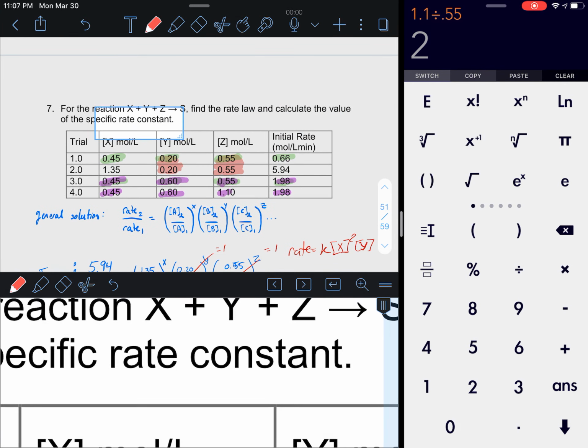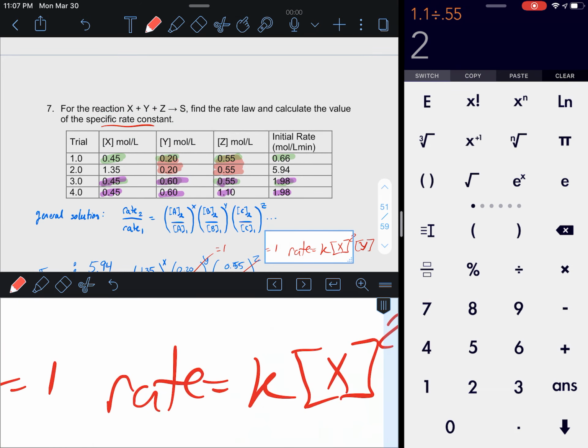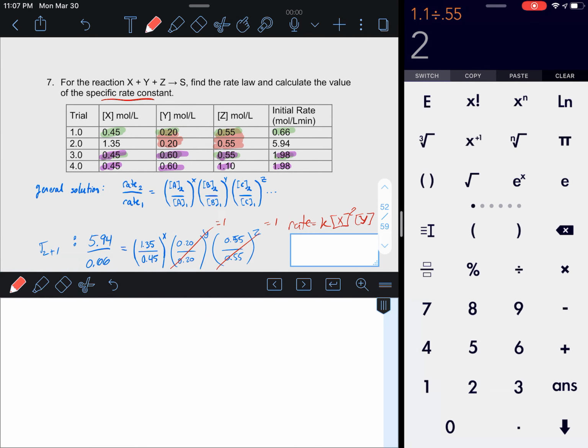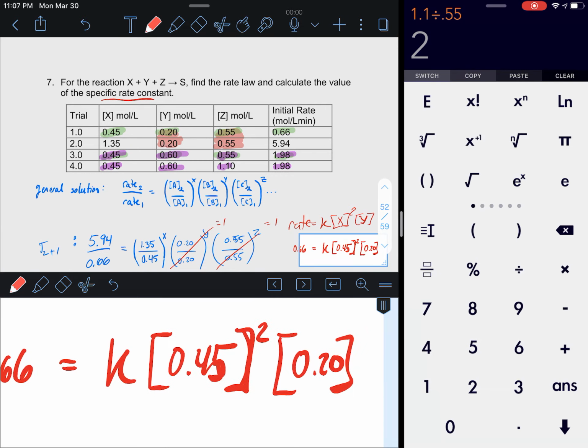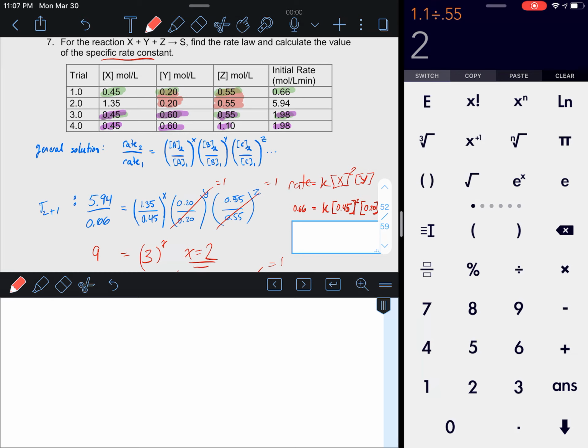Now, does it ask you for the specific rate constant? It sure does. So let's do one last step, which is to punch in these numbers except for k. So I'm going to just use trial 1. That's the easiest usually. I'm going to leave a k in there. I have 0.45 for my x value. Square that. And I also have 0.20. And I don't have to put a z because the z would be raised to the power of 0. Let's see how this goes.